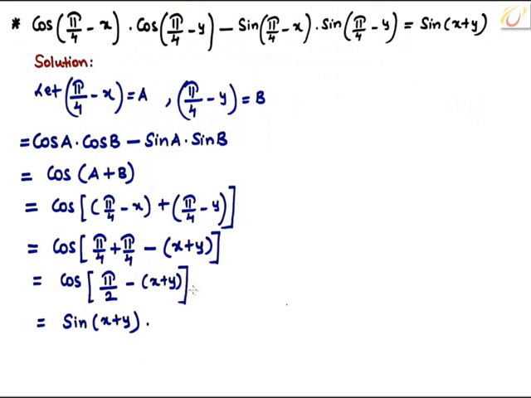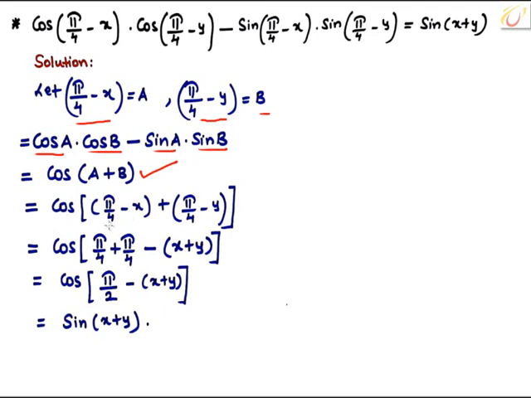Cos (pi by 4 minus x) into cos (pi by 4 minus y) minus sin (pi by 4 minus x) into sin (pi by 4 minus y) is equal to sin (x plus y). So we use the same trick. Let pi by 4 minus x be equal to a, pi by 4 minus y equal to b. So what will happen? The original sum will become cos a cos b minus sin a sin b. So cos a cos b minus sin a sin b is cos (a plus b).